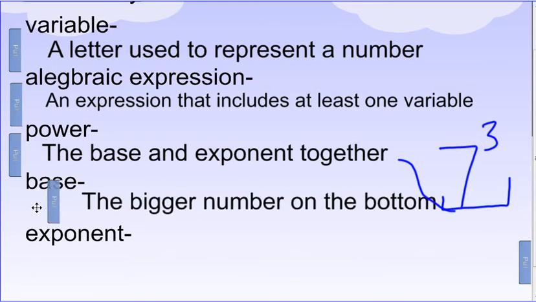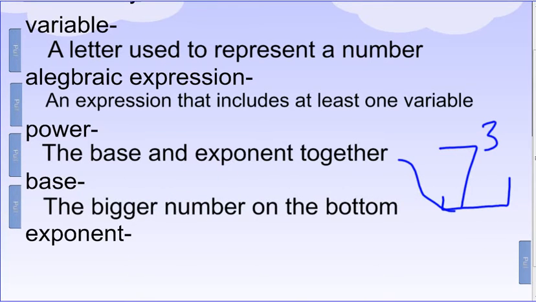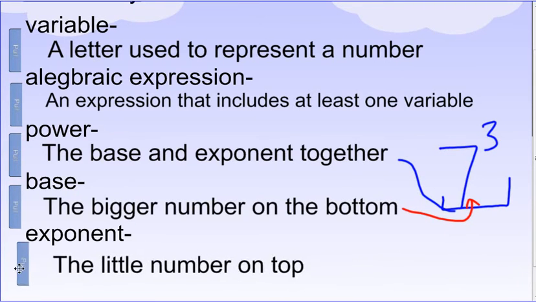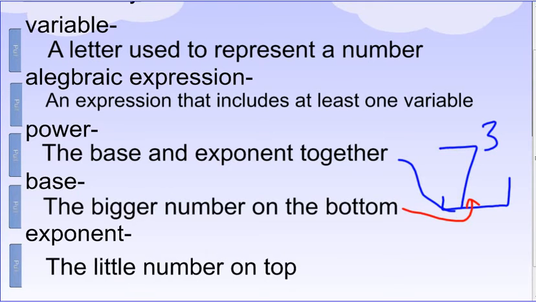The base is the bigger number on the bottom. So the base here in green, or that's red, is just the 7. And then the exponent is the little number on the top, and that one will be green, is that. So power is the whole thing, base is the 7, 3 is the exponent.